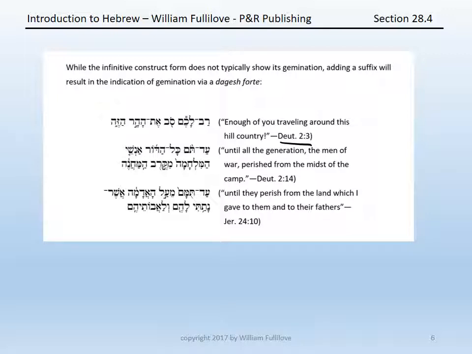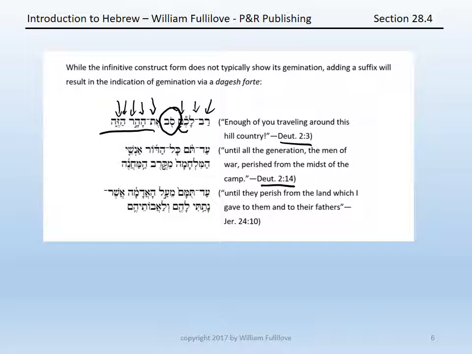First, Deuteronomy 2:3. Rav lachem sov et hahar hazeh. So rav, full, enough, lachem, for you, second masculine plural suffix, sov, qal infinitive construct of savav, to go around, et, marking the definite direct object, ha, definite article, har, hill country, ha plus zeh, this. So enough for you going around this hill country.